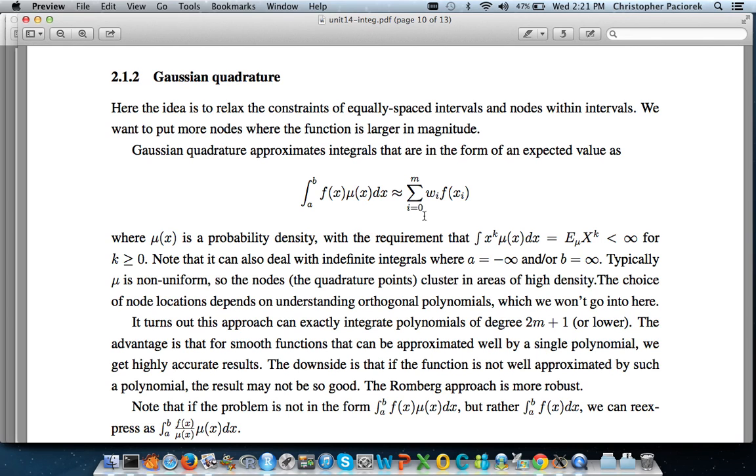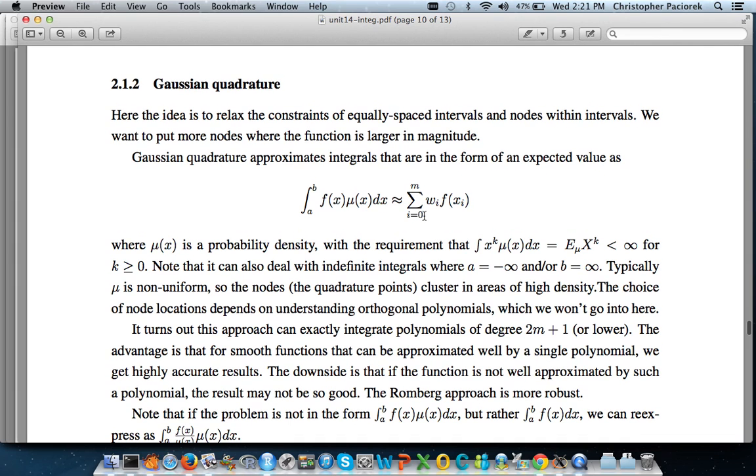On the other hand, if the function is more wiggly and couldn't really be well approximated by a polynomial of this order, then it may not be all that accurate.